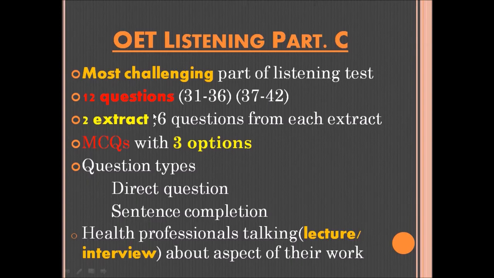So first of all, let me tell you about the structure of this exam, then I will tell you about the strategies for how to deal with part C. In OET listening part C you will have 12 questions to answer, and these questions will be given in two parts. First you will be given 6 questions from 31 to 36, then the next 6 questions from 37 to 42. So you will be given 2 extracts and 6 questions from each extract, and these questions will be MCQ type with 3 answer options.